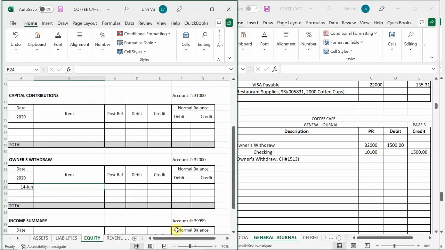So there you go. Owner's withdrawal. It's up to you what you want to put here. Bob, check number 1513. General journal, page 5, because we started the new page, and it was a debit for $1,500.